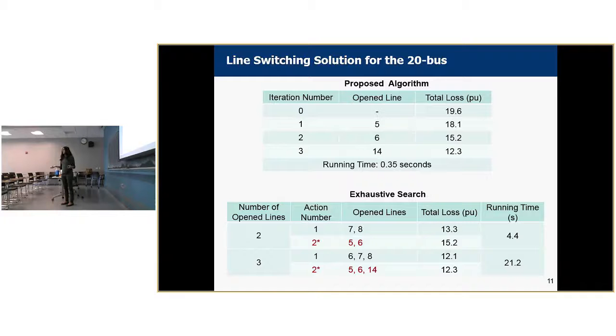And then the advantage is that the running time is much, much better. For example, for 3 lines, you see that the running time for the exhaustive search is 21 seconds, whereas the algorithm is only 0.3 seconds. And also the losses that you get, for example, for the exhaustive search is 12.1, but our algorithm is 12.3. So not the same, but this is still very close.